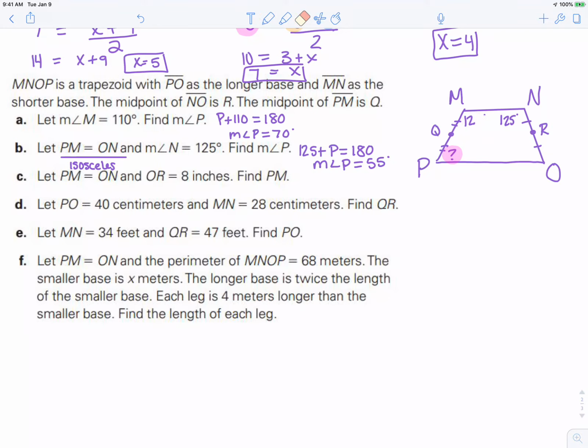Let's do part C now. PM is the same length as ON, so again it's isosceles. And we know that from O to R is 8 inches. So O to R is 8. And since it's isosceles, that piece is 8, that piece is 8. So PM is 16.